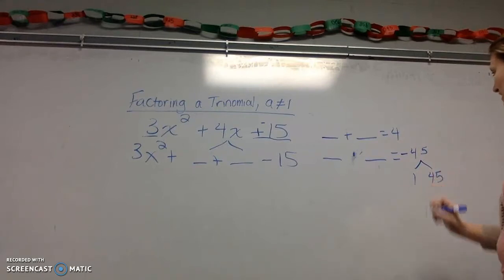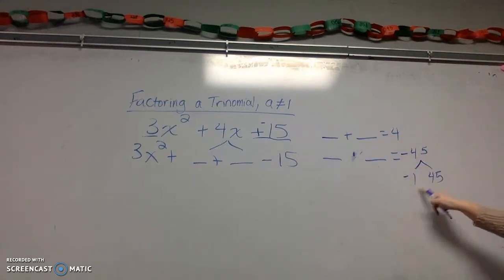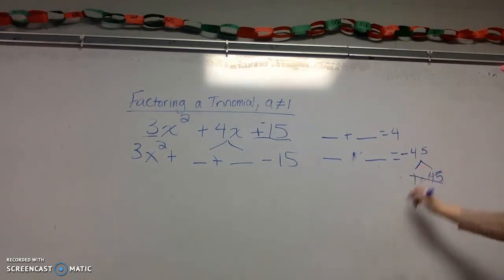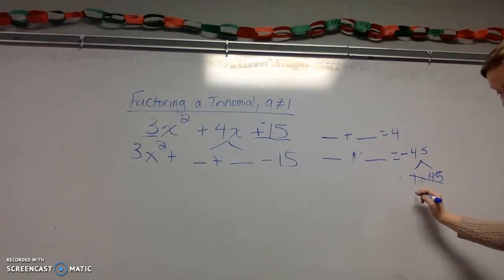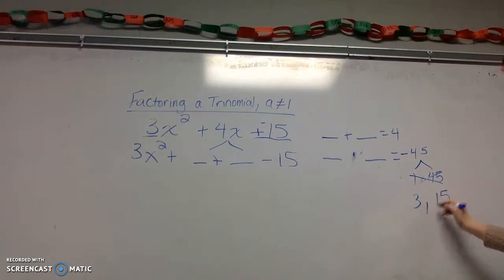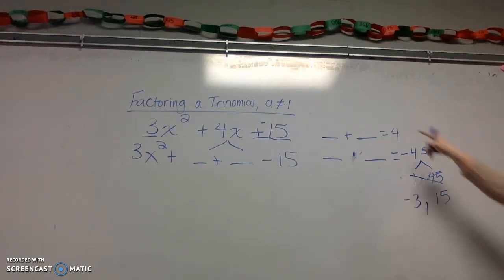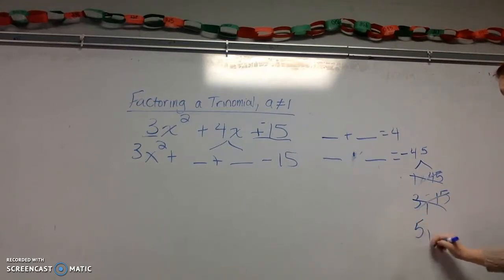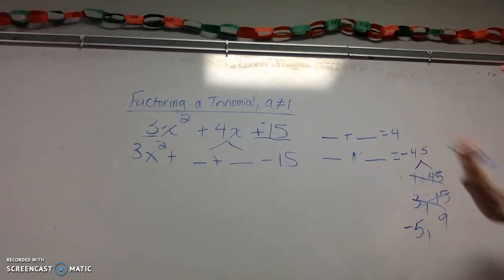First is 1 and 45. Okay, so if the 1 is negative, that doesn't add to 4. And if the 45 is negative, also does not add to 4. So that's out. So I move to the next one, which is 3 and 15. If that's negative, does not add to 4. If that's negative, it does not add to 4. So that's out. My next one is 5 and 9. If that's negative, it adds to 4.